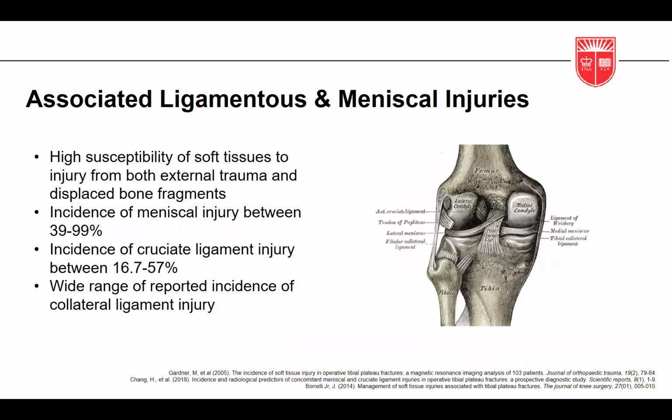So now we'll talk a little bit more about the associated ligamentous and meniscal injuries in tibial plateau fractures. Due to the high energy shearing forces and compressive stress in these fractures, there's a high susceptibility to soft tissue injuries. Meniscal injuries have been reported to have an incidence between 39 and 99%. The incidence of cruciate ligament injuries has been reported to be between 16 and 57%.